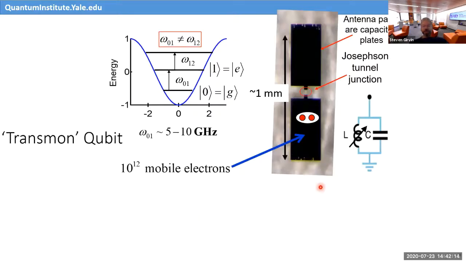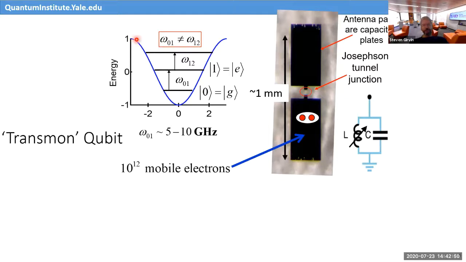So here's a different picture of a more modern version of this transmon qubit. It's about a millimeter in size. It's a thin film of aluminum evaporated on a sapphire substrate. It's basically a dipole antenna whose two sides are connected by a Josephson junction, which is approximately an inductor, but it's an anharmonic inductor. Its inductance depends on the current flowing.